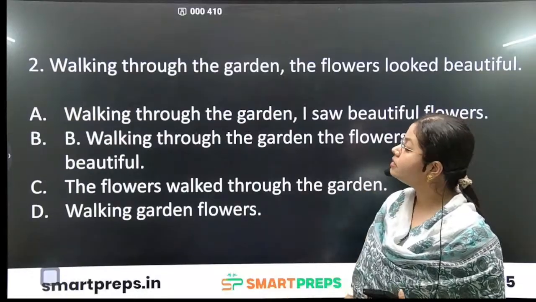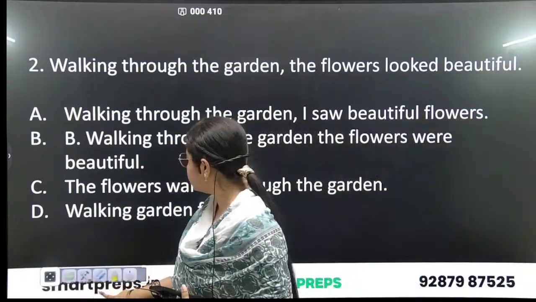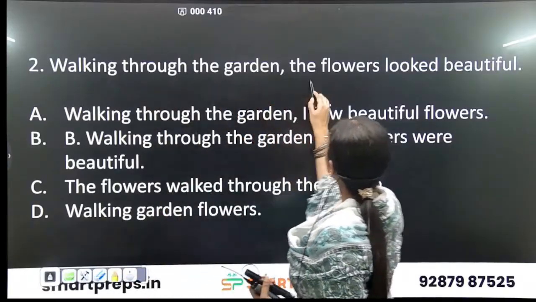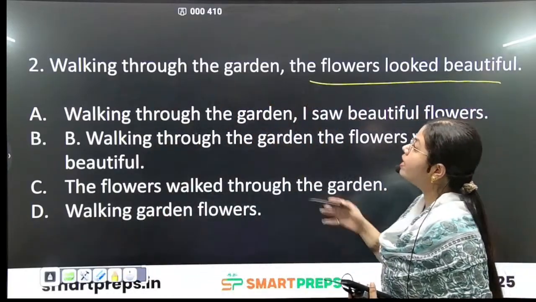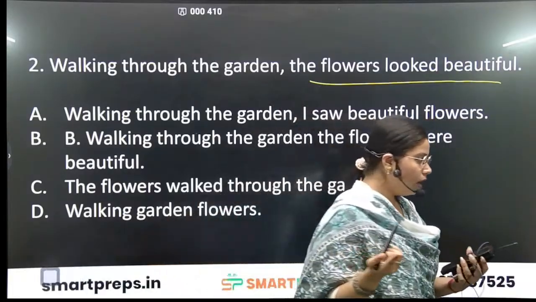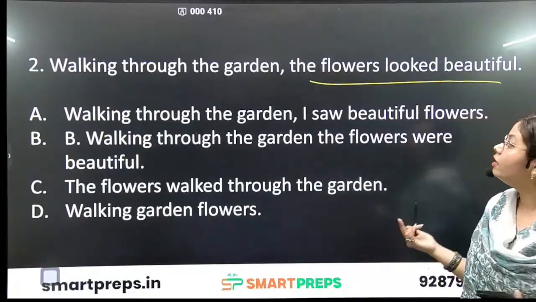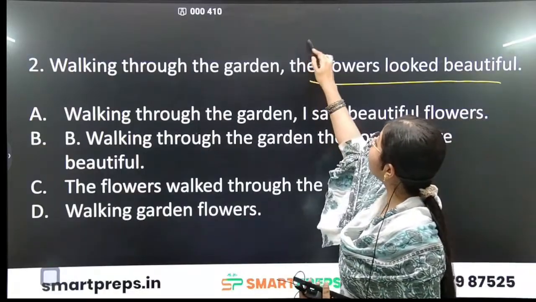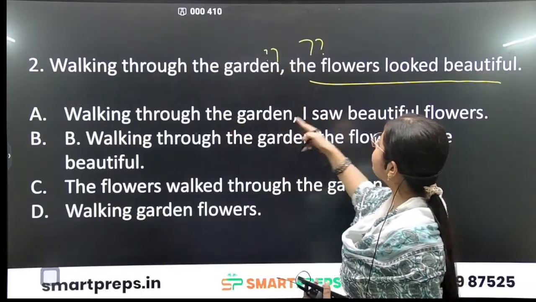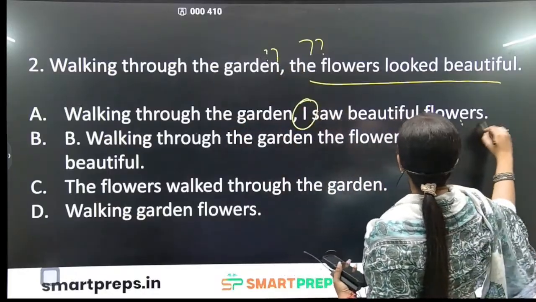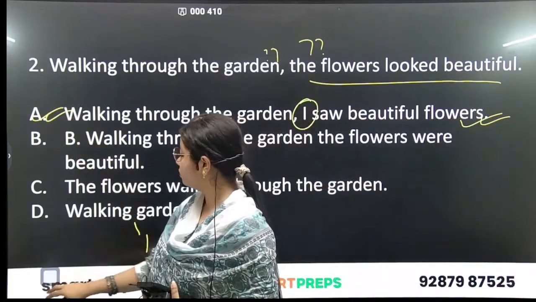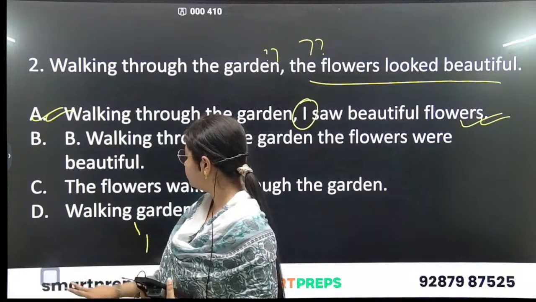Clear? Next is: walking through the garden, the flowers looked beautiful. Who saw the flowers look beautiful? Who walked through the garden? So walking through the garden, I saw beautiful flowers is the correct answer. So option number A is the correct answer.